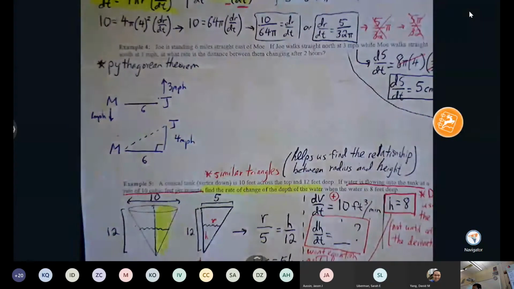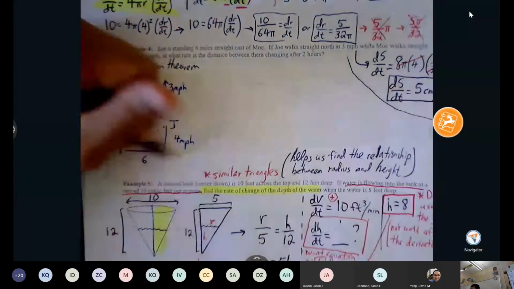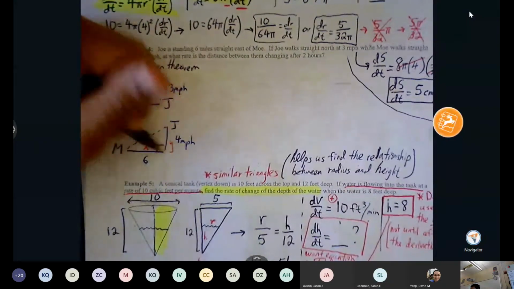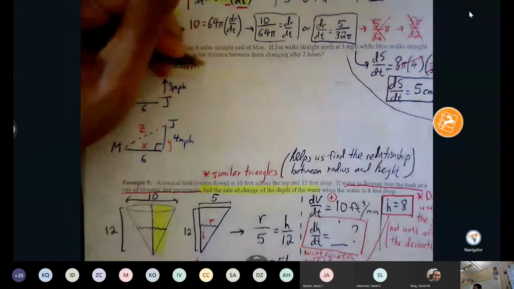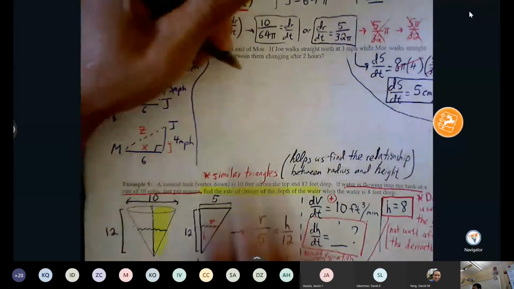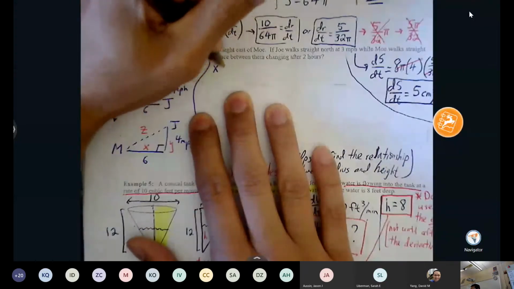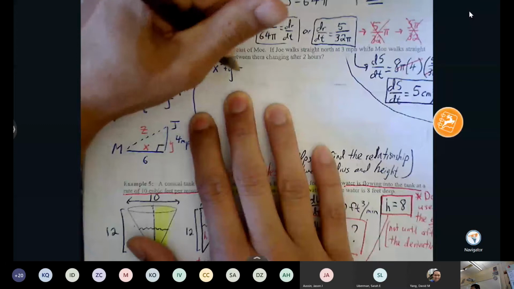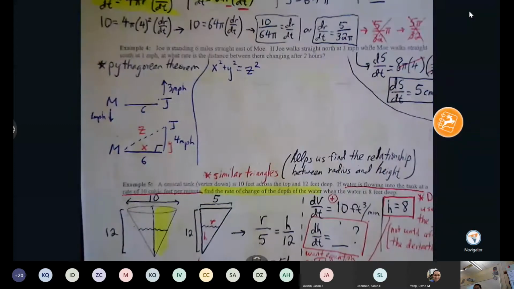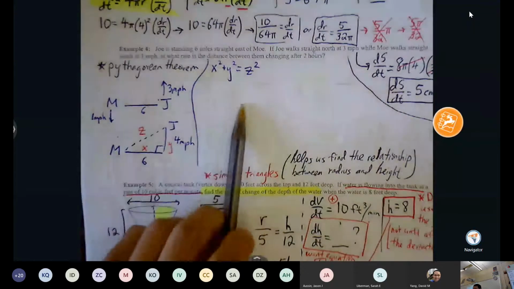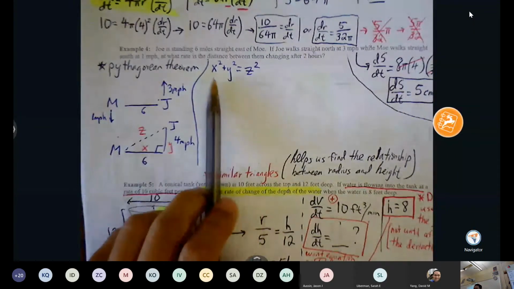Okay, so now I can create that relationship. And there's my Pythagorean theorem starting point. So just like the latter problem, we're going to find the derivative. So let's go down each term here.